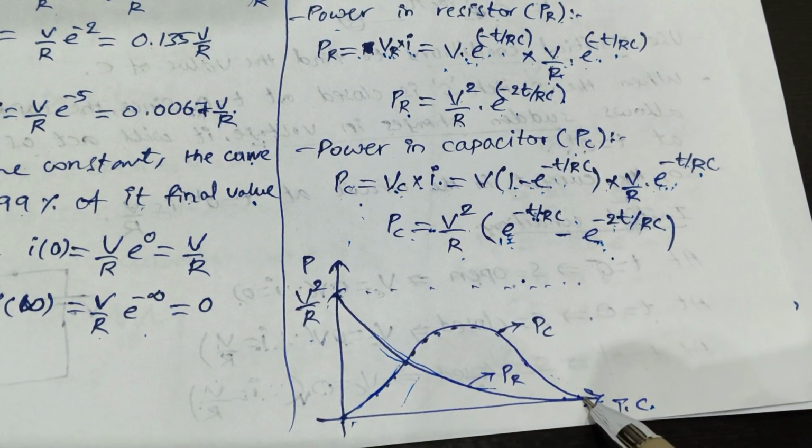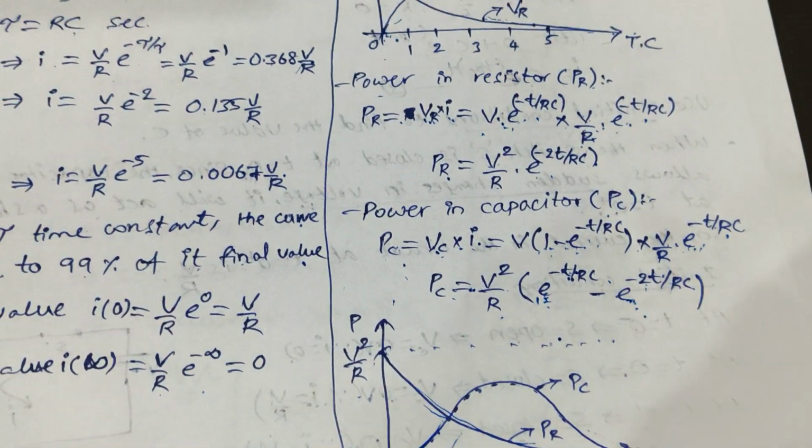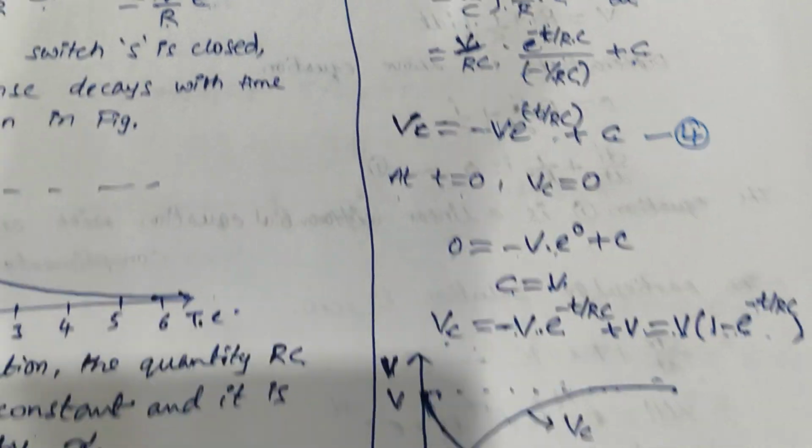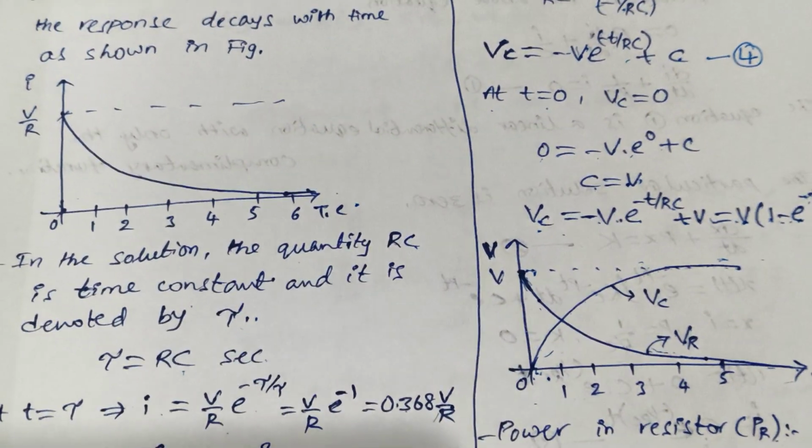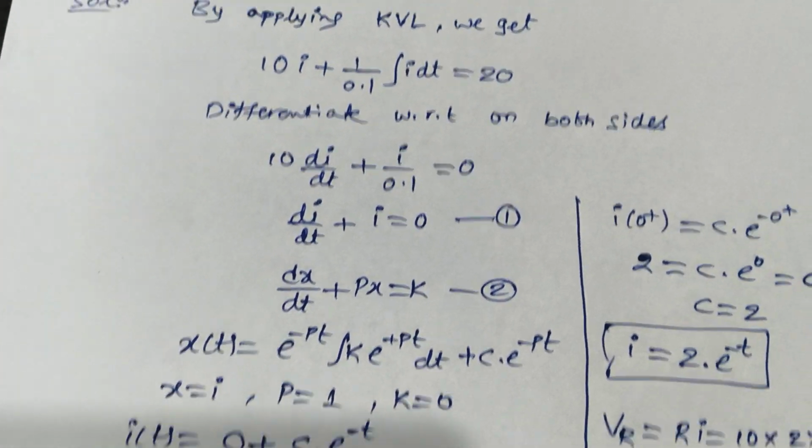Pc is equal to 0 only, like that. So this is all about the DC response in series RC circuit, and based on this we'll do the problem.